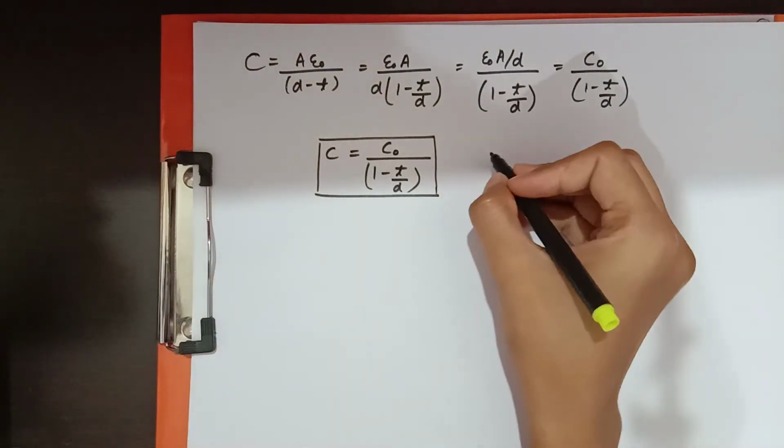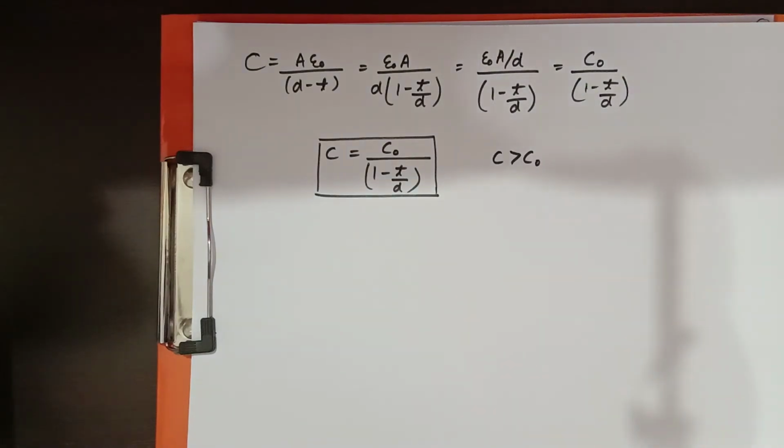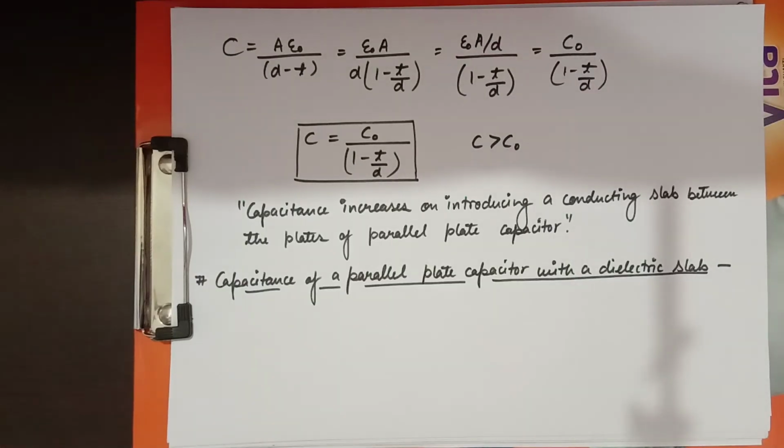So from this formula you can see clearly that C is greater than C naught. So from this formula we infer that capacitance increases on introducing a conducting slab in between the plates of a parallel plate capacitor. So this was the case when a conducting plate was introduced between the plates of a parallel plate capacitor. Now we will see what happens to the capacitance when a dielectric slab is introduced between the plates of a parallel plate capacitor.